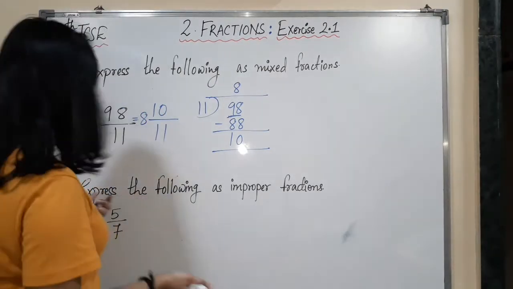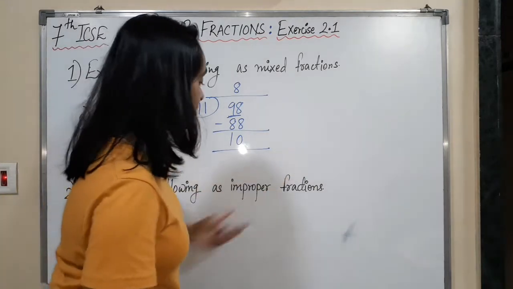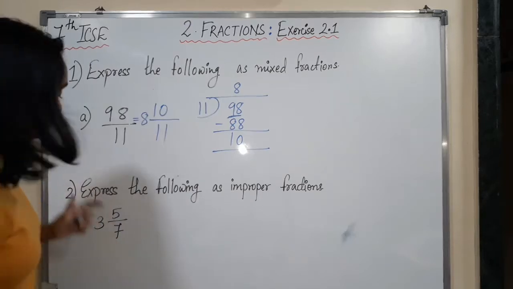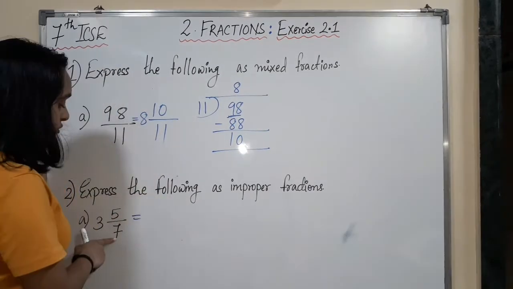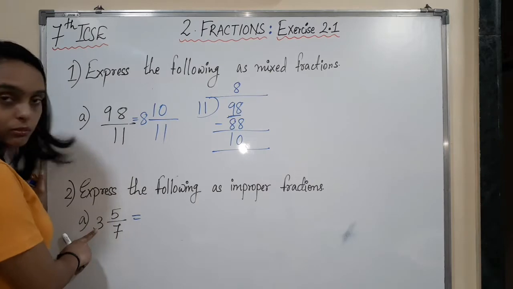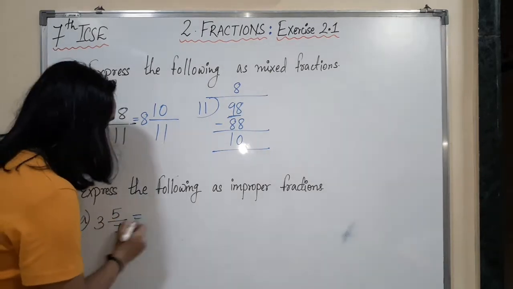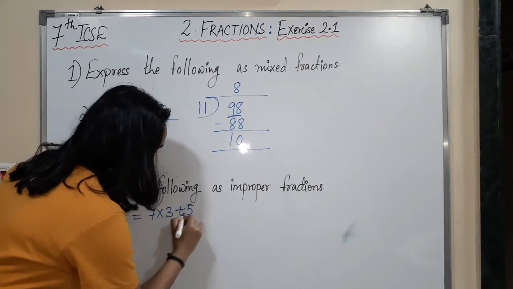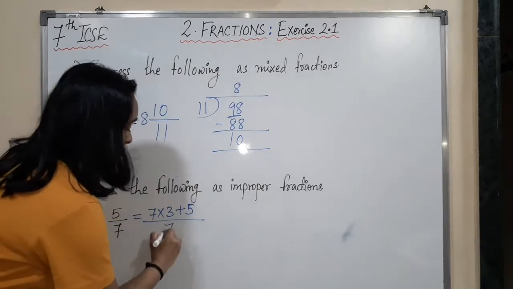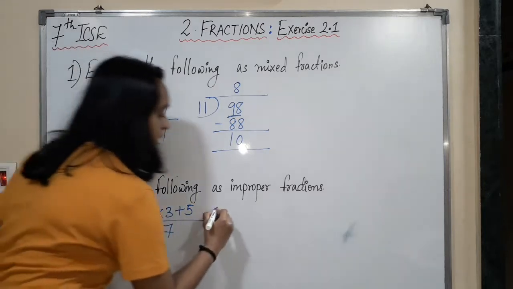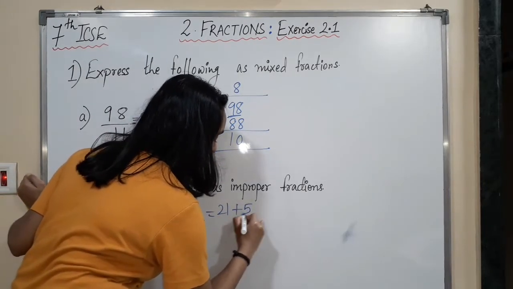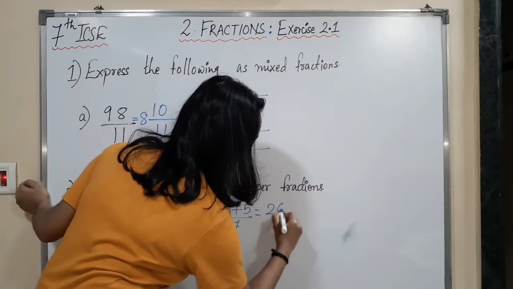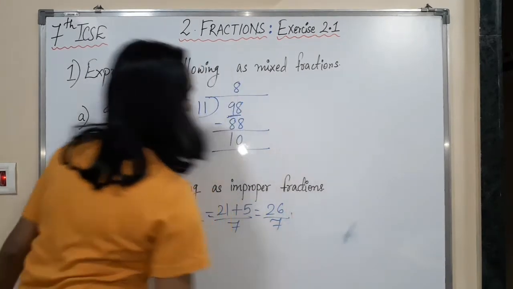So this number as a mixed fraction will be 8 integer 10 upon 11. Now the second question is, express the following as improper fraction. Here a mixed fraction is given, we have to just convert it into improper. So we will multiply the denominator by the whole number and add 5 to it. So you will get 7 multiplied by 3 plus 5, and the denominator is the same. 7 3s is 21, plus 5, upon 7. So you will get 26 upon 7.